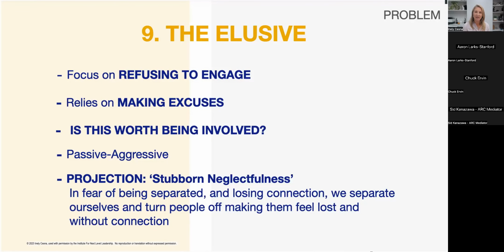I feel afraid of being separated and losing connection. So what I do is I separate other people. I turn other people off. I make them feel that they're lost and without connection because I don't let them get to me. And by not letting them get to me, I maintain my power, if you will. I maintain my peace because I don't let them get to me. It's like I put a wall around me and I become stubborn inside that wall. So let's see a representation of this in court. Look at the boy in the video.